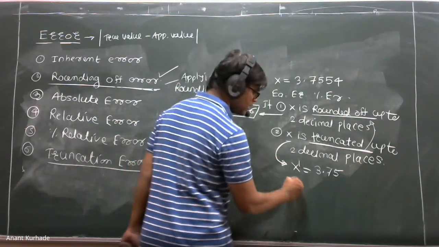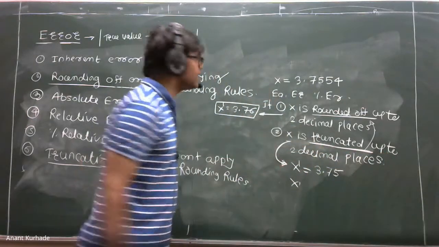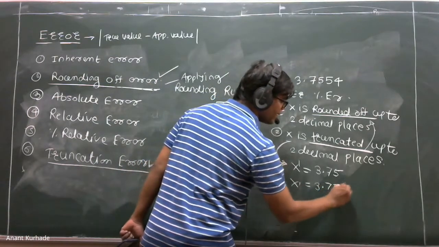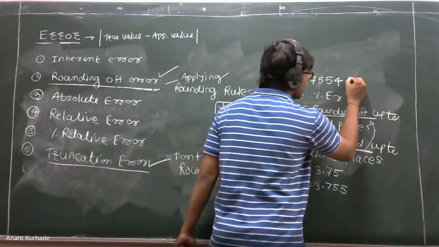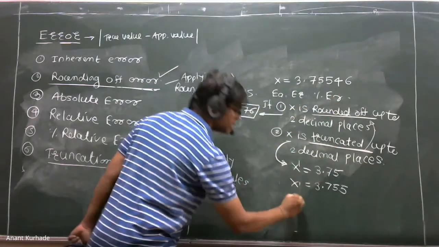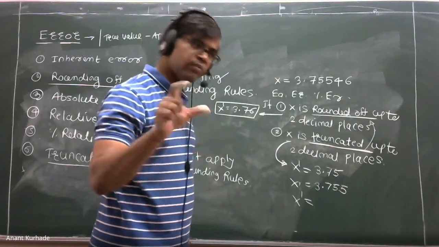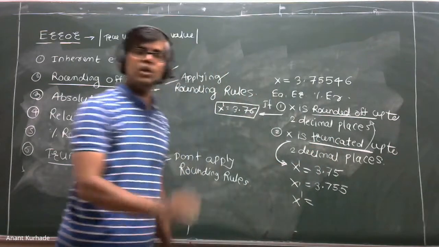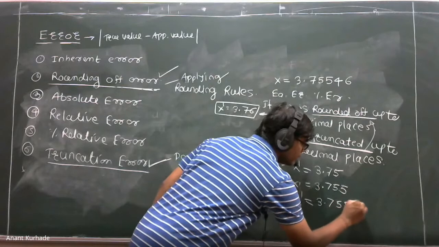If you have this question, say if x is truncated up to 3 decimal places, then we can write x dash is equal to 3.755. If the question is to truncate this number up to 4 decimal places, then just count the digits 1, 2, 3, 4 up to 4 decimal places and write down that number as it is for truncation error. Don't apply the rounding rule.